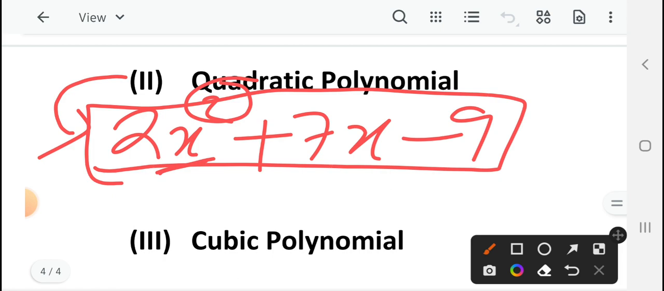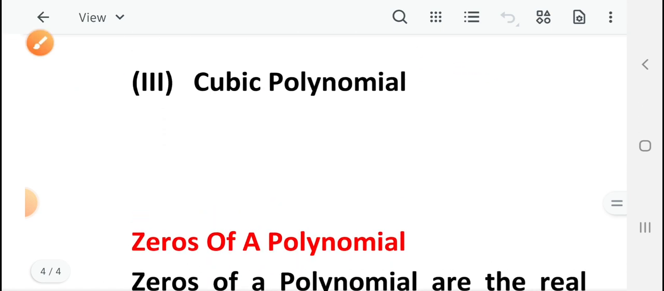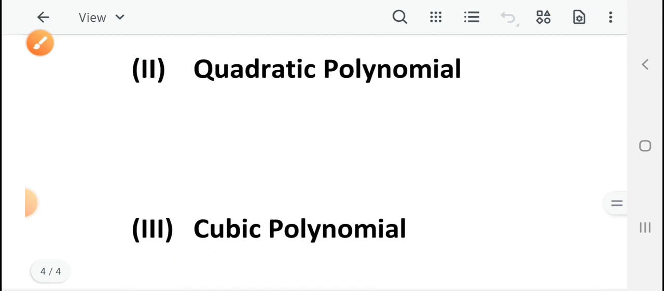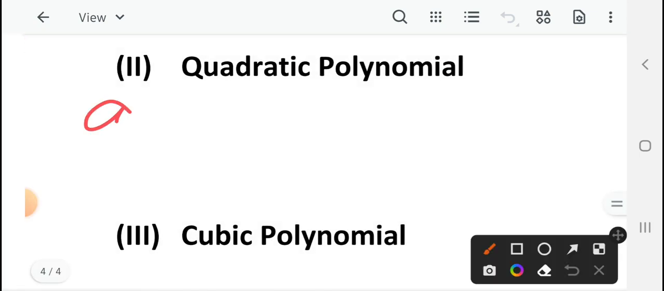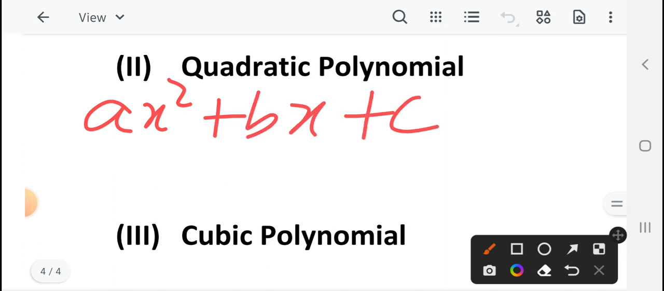And mind one thing, that for x square or any variable which we are taking for its degree, the coefficient should not be equal to 0. Its coefficient should be non-zero. And in the quadratic polynomial, let's write its standard form. Okay, its standard form is ax square plus bx plus c, where a does not equal 0.